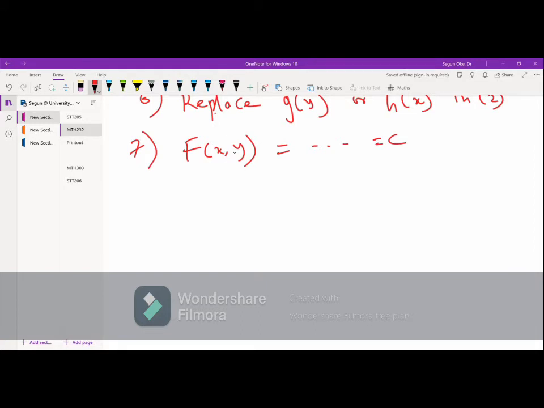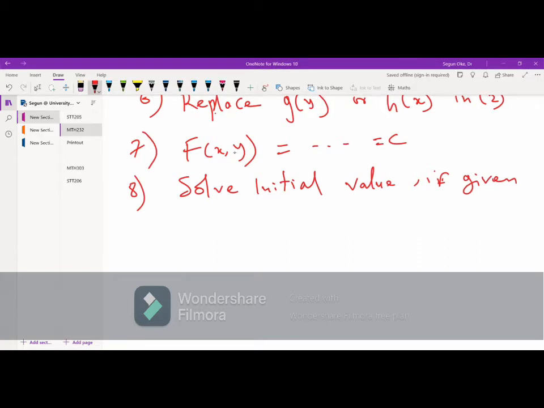Then if you are given step 8, they can ask you to solve for C with an initial value. If time permits us, we'll talk about it. If given an initial value, it simply means you have to substitute the initial value for x and for y, and get your C. That's the meaning of that. So then you can now replace them.